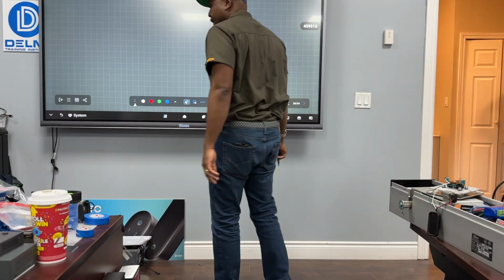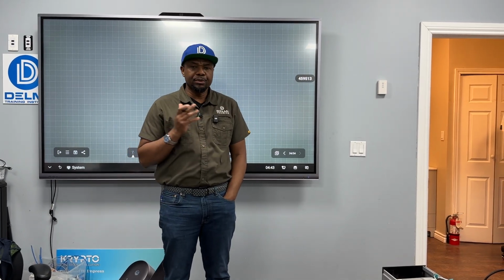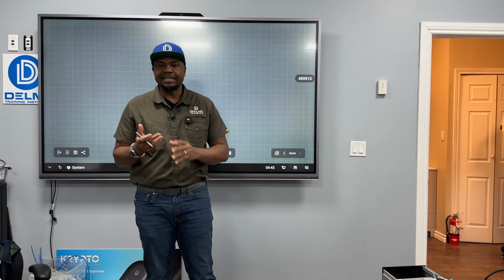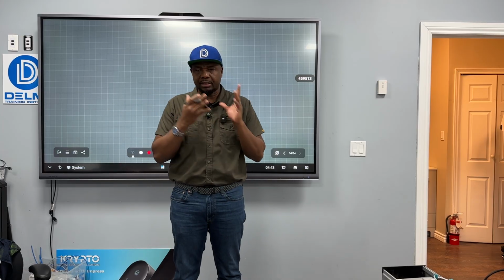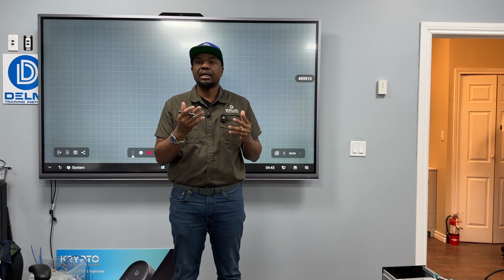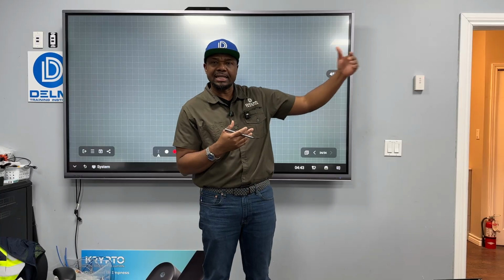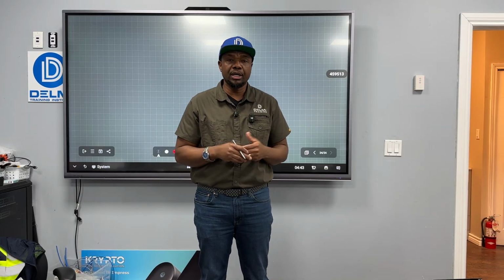So when it comes to electronics, you have to understand what input devices are and what output devices are. An input device is going to send a signal to a control device, and that control device is going to determine whether to send a signal to the output or not.